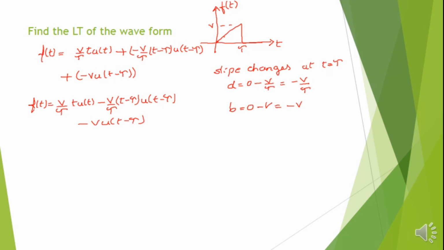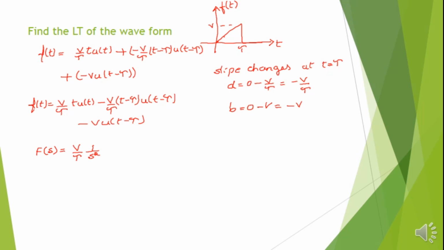Now find the Laplace transform. F of s equals, what happens to the Laplace transform of V by tau t u of t? V by tau is a constant, based on the linearity property. It becomes V by tau into the Laplace transform of t, that is 1 by s square.